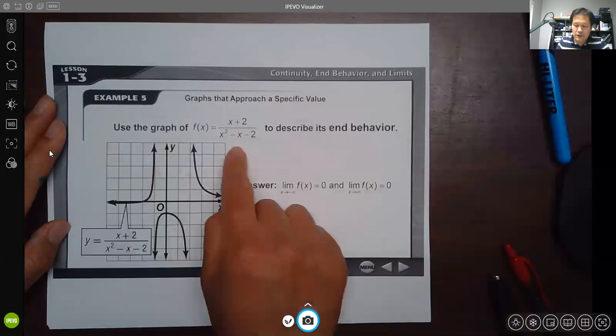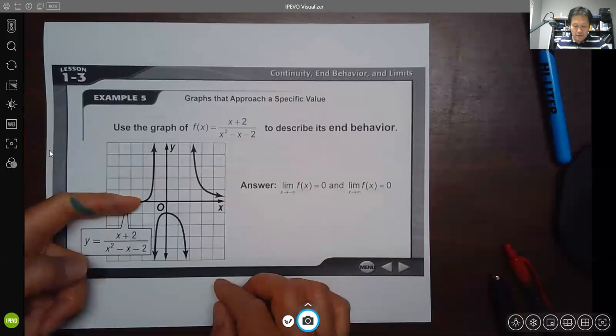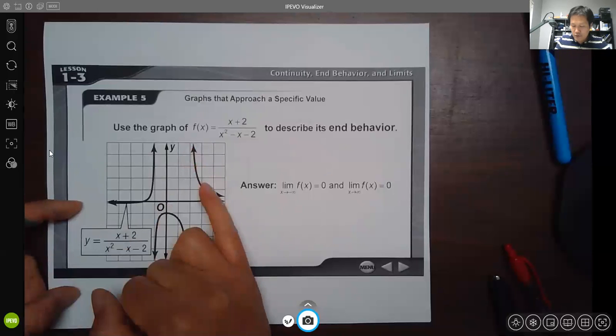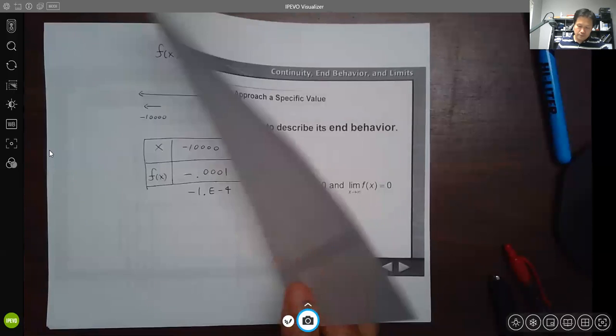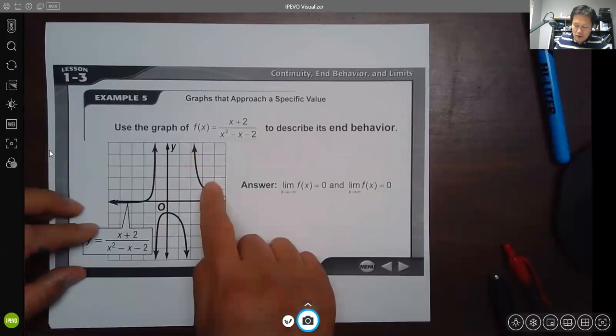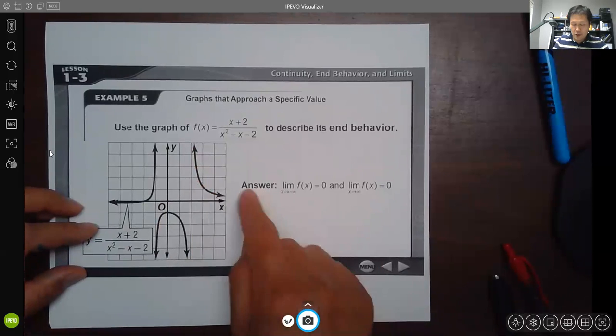Use the graph of this to describe its end behavior. So as you go to the left, what is it approaching? It's actually approaching 0. As you move to the right, what is it approaching? It's approaching 0. So you might say, well, how am I supposed to know? It looks like it keeps going down. How am I supposed to know it's approaching 0 or it keeps going down?